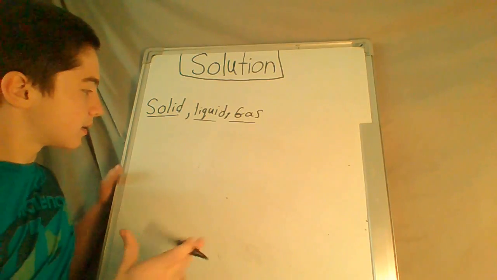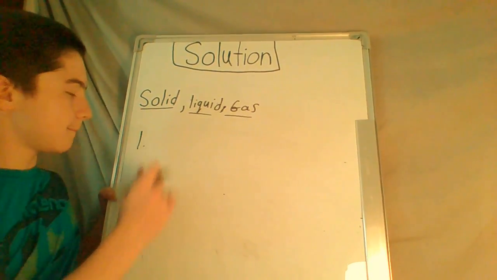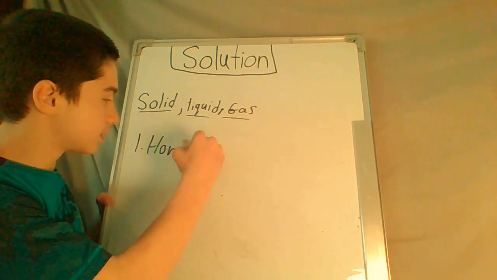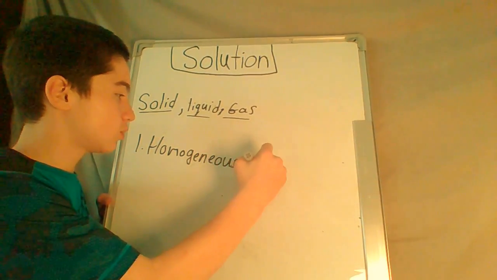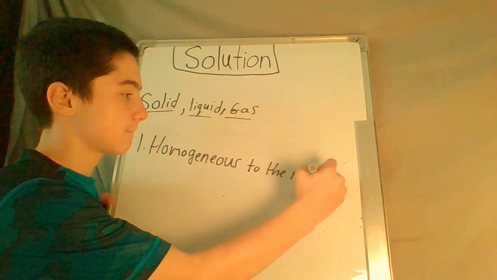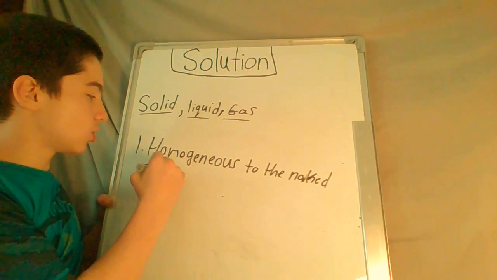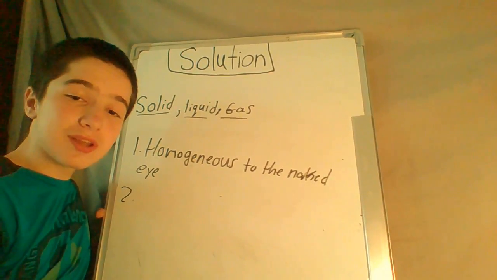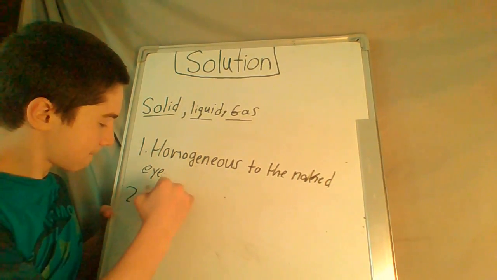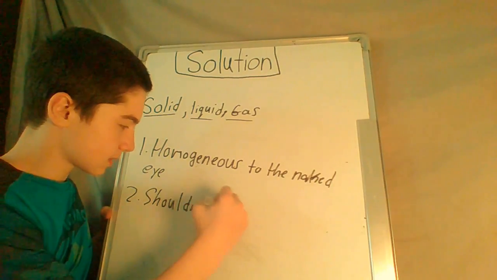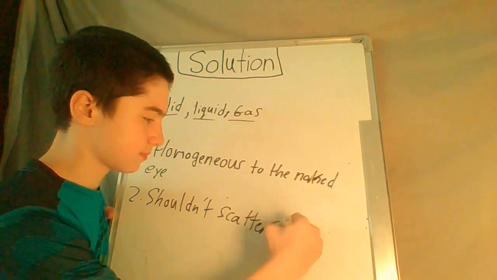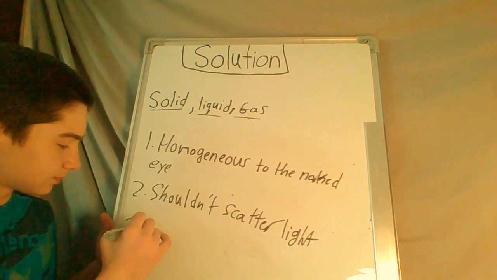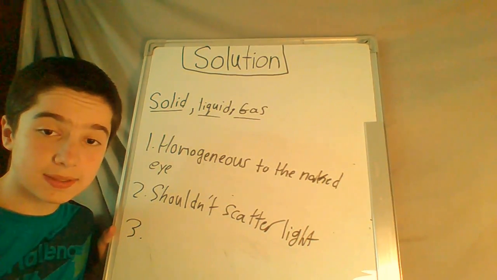Using those three simple ideas. One, it should be homogeneous to the naked eye. Okay, so it should be homogeneous to the naked eye. Second thing, it shouldn't scatter light. And the last thing, which is another important idea, it cannot be filtered.